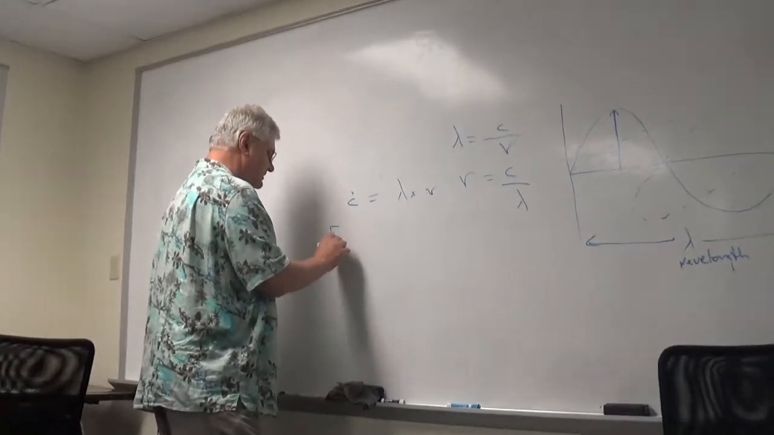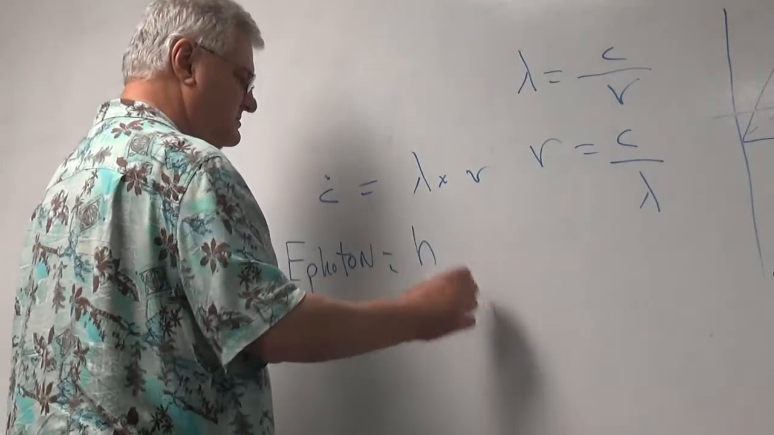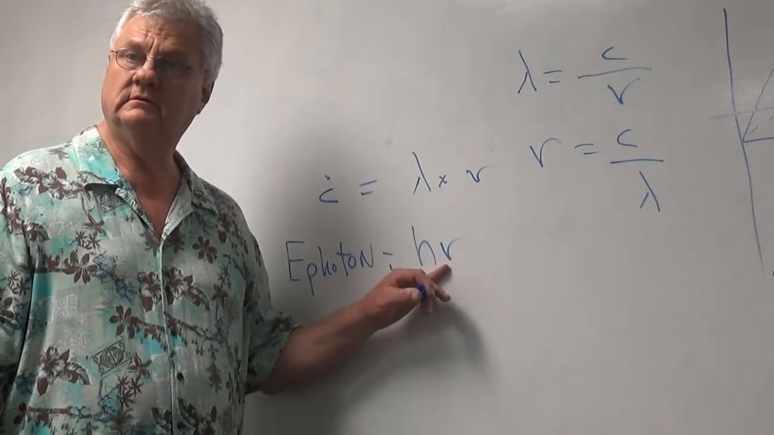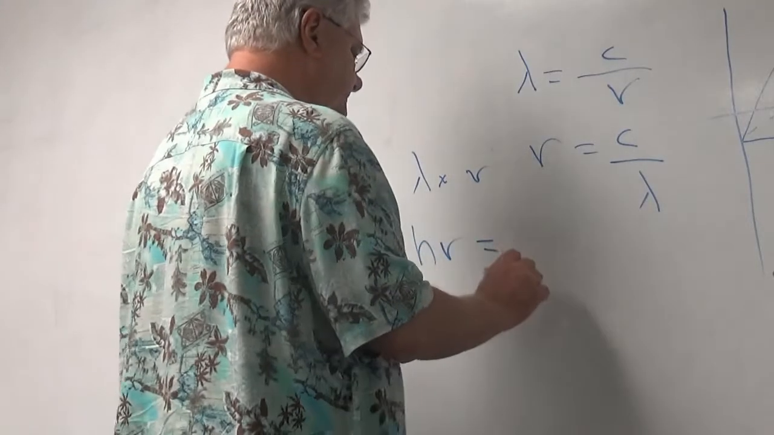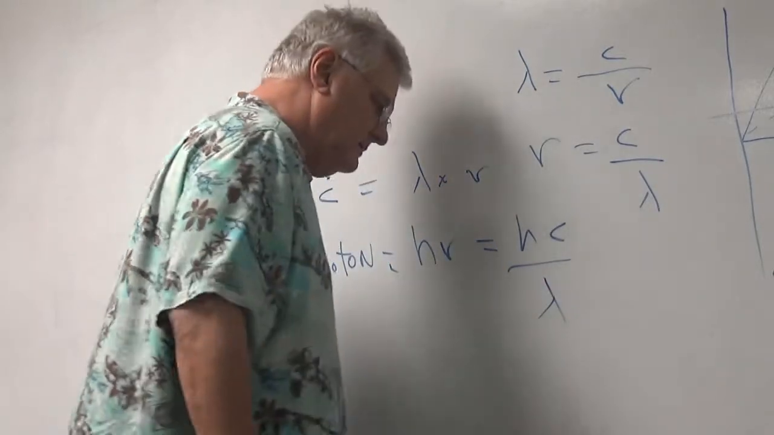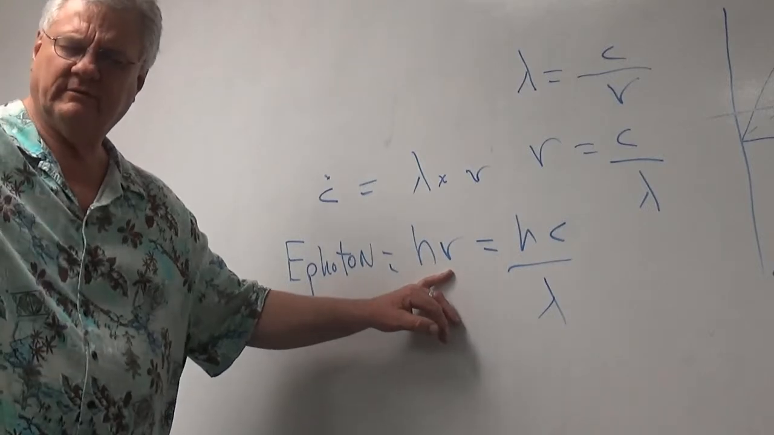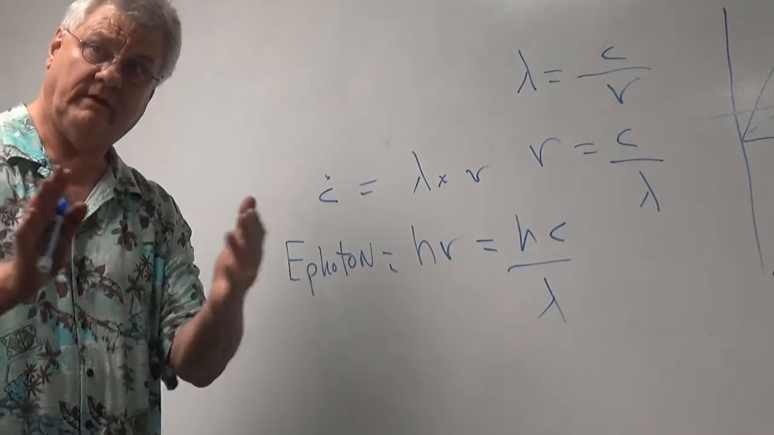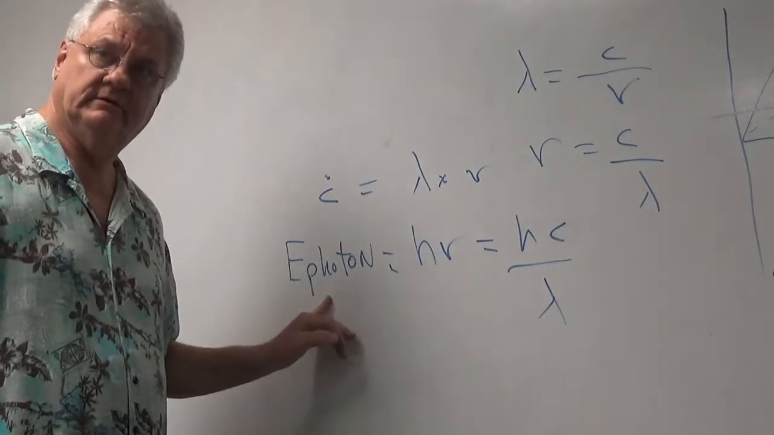And the energy of a photon is equal to Planck's constant times the frequency. So the higher the frequency, the higher the energy of the photon. Or we could write it as Planck's constant times the speed of light divided by the wavelength. The higher the frequency, the higher the energy of the photon, or the smaller the wavelength. It's inversely proportional, the higher the energy of the photon.